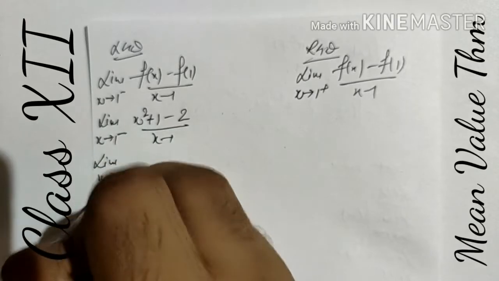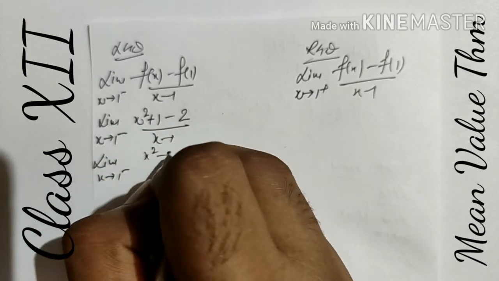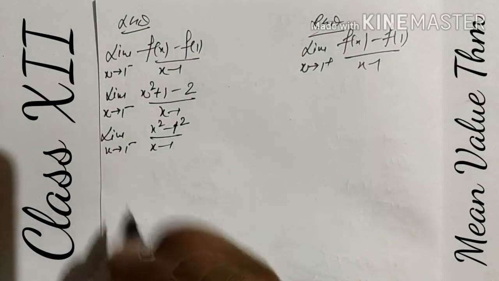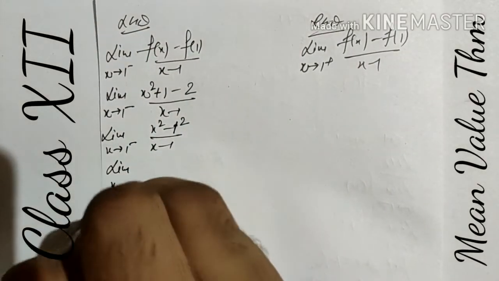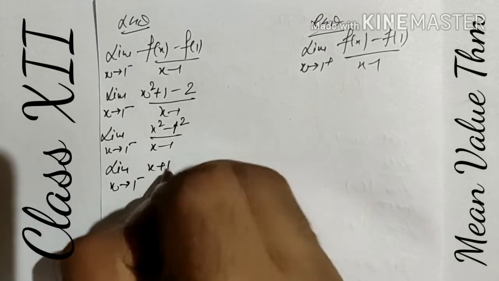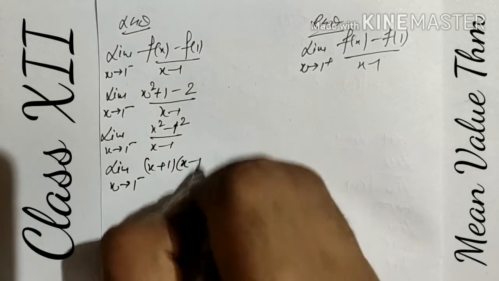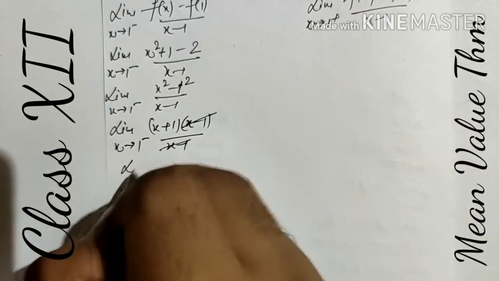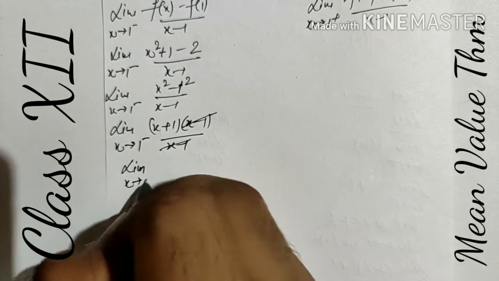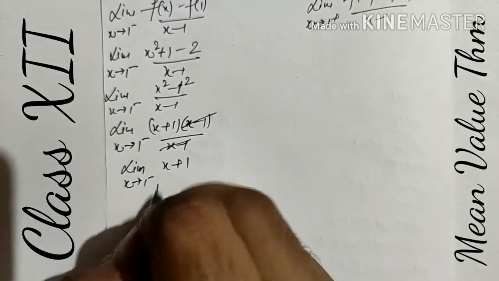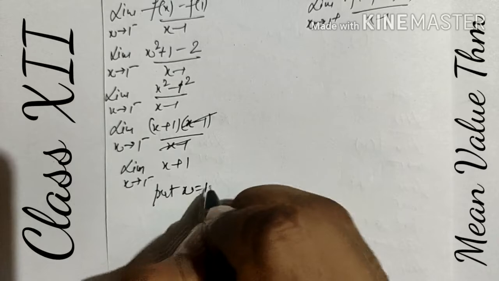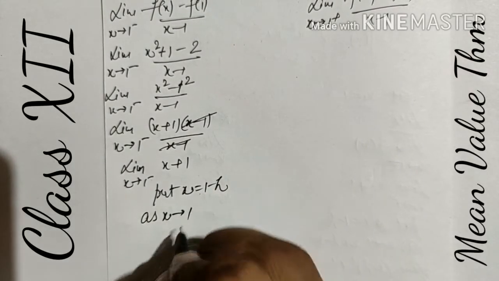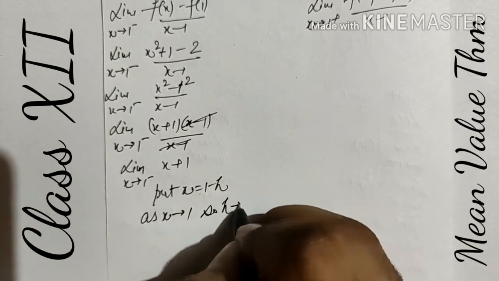Limit x tends to 1 minus, if we simplify we get this one. By using identity we break it first. Limit x tends to 1 minus, it becomes x plus 1, x minus 1. X minus 1 cancels out, so we get here limit x tends to 1 minus x plus 1. Using substitution method, putting the value of x by 1 minus h. As we replace x by 1, h tends to 0.